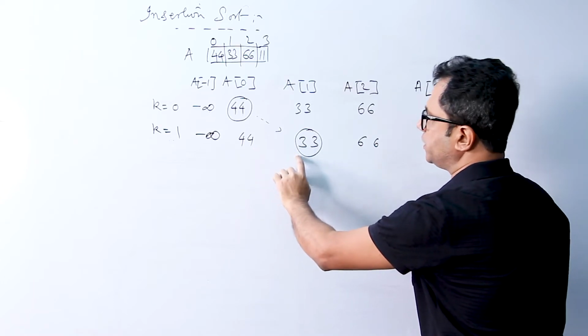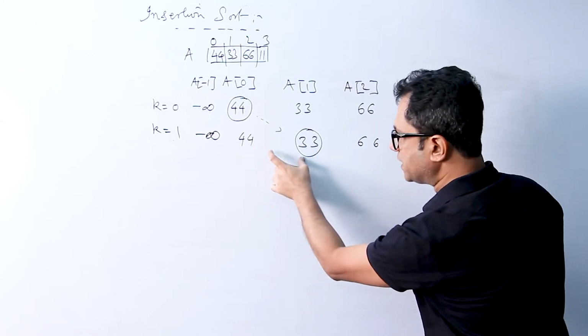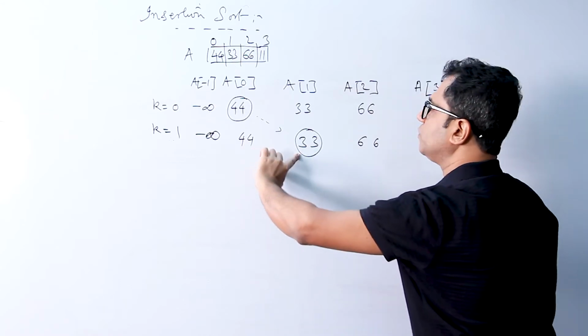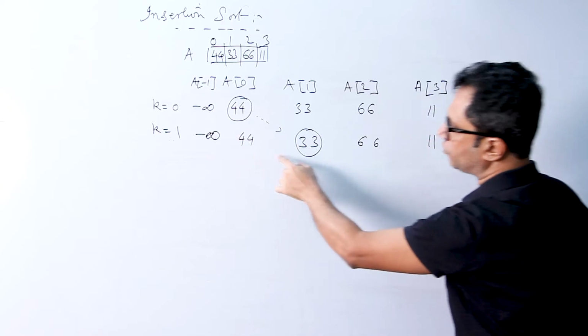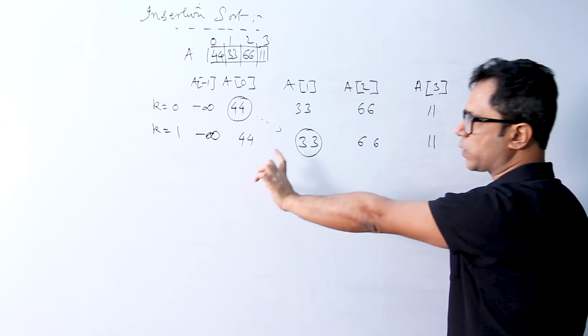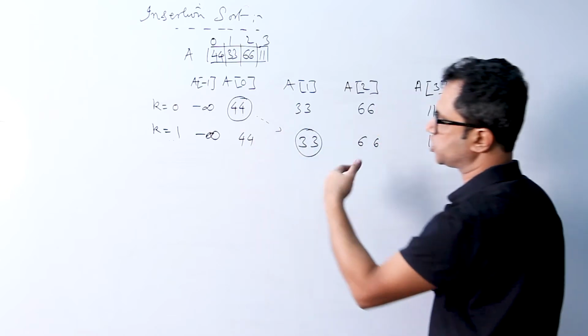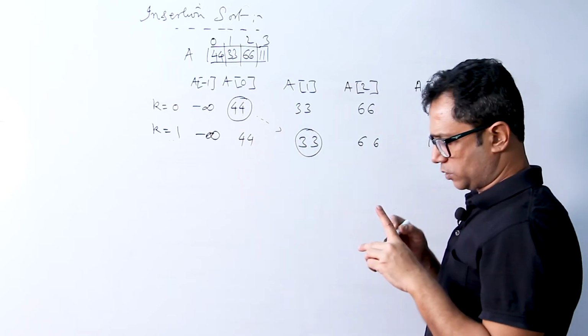See, this 33 is less than 44. So, if it is less than its left neighbor, then this 33 will go on to the left side and 44 will take its position. This looks like a swapping in this case, but it is not a swapping, it is just a repositioning as we are doing over here.